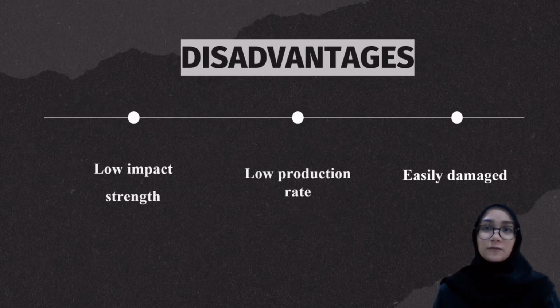Let's proceed with the disadvantages of ceramic processing. Firstly is low impact strength, especially when the process to shape the ceramic is by using slip casting. Secondly is low production rate. And lastly is easily damaged during the process. That is because the molds that are used have low toughness so they can fracture easily while in processing.